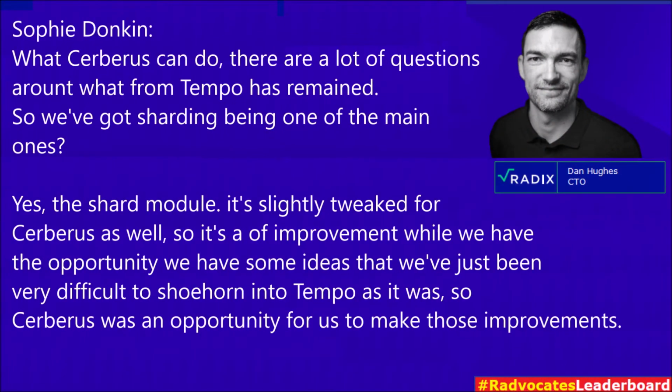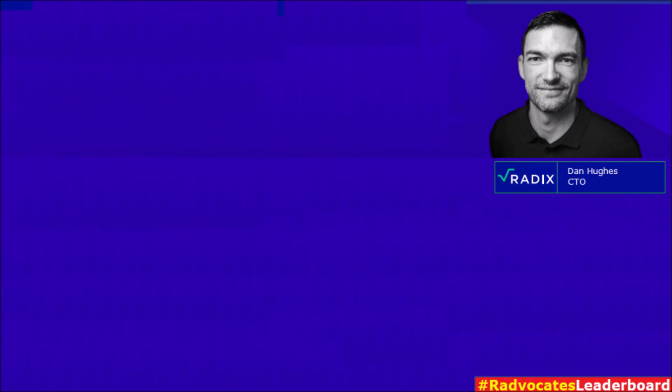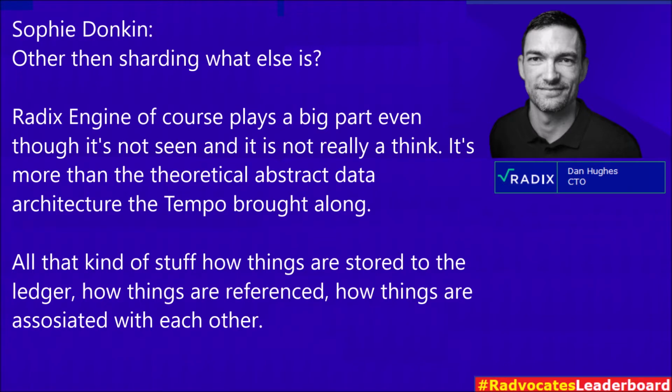What Cerberus can do, there are a lot of questions around what from Tempo has remained. So we've got sharding being one of the main ones. Yeah, the shard model. It's slightly tweaked with Cerberus as well, so it's gone through some improvements while we had the opportunity. There were some pending ideas that would just have been very difficult to shoehorn into Tempo as it was, so Cerberus was an opportunity for us to make those improvements. Other than sharding, what else is?